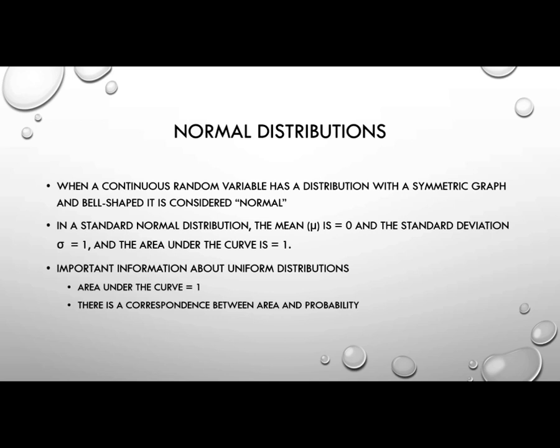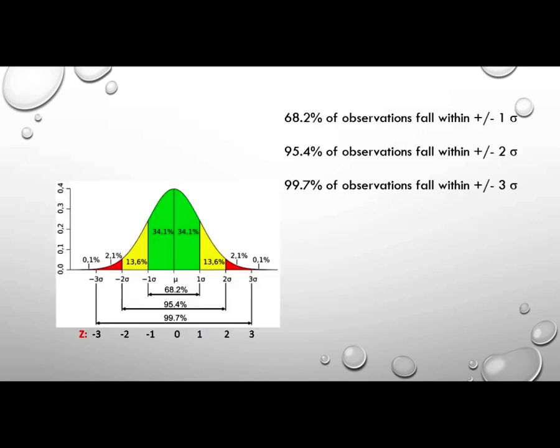So when a continuous random variable has a distribution with a symmetric graph and it's bell-shaped, it's considered normal. In a standard normal distribution, the mean, mu, so that's the parameter, is 0, and the standard deviation, sigma, is equal to 1. And the area under the curve also is equal to 1. Important information about uniform distributions is also that area under the curve is equal to 1, and there is a correspondence between area and probability.